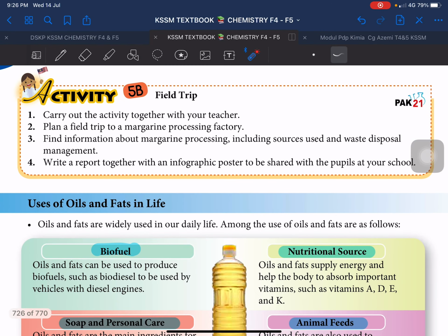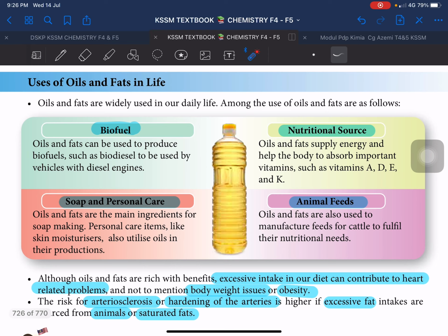Let's look at this. Uses of oils and fats in daily life. Oils and fats are widely used in our daily life, so these are among the uses. Biofuel: oils and fats can be used to produce biofuels, such as biodiesel, to be used by vehicles with diesel engines. Palm oil, right? I told you before, biodiesel is one of the studies under green technology to preserve the environment. Okay? Next, nutritional sources.